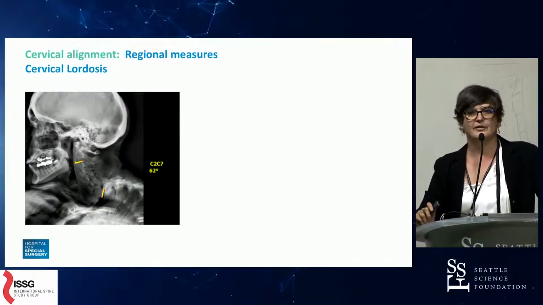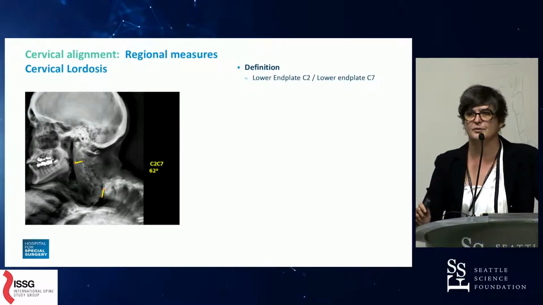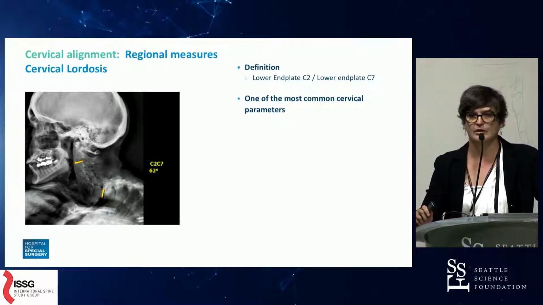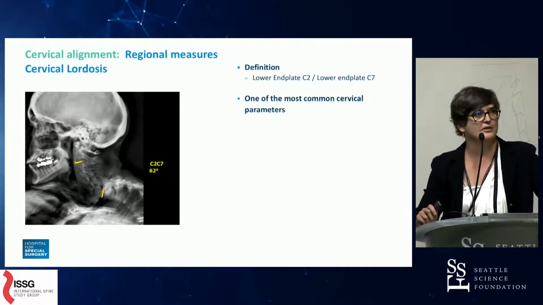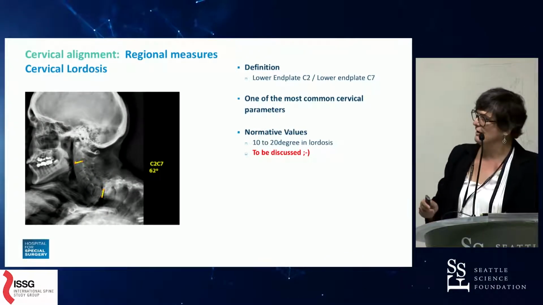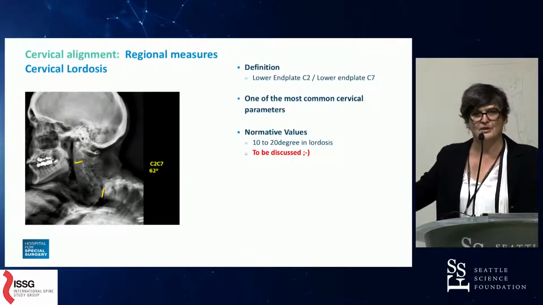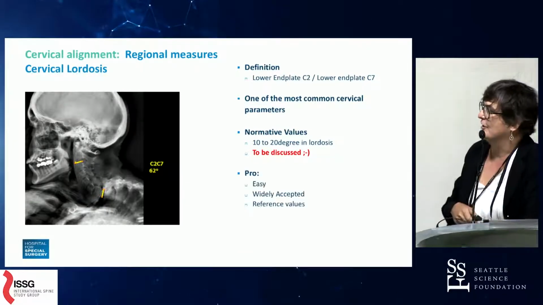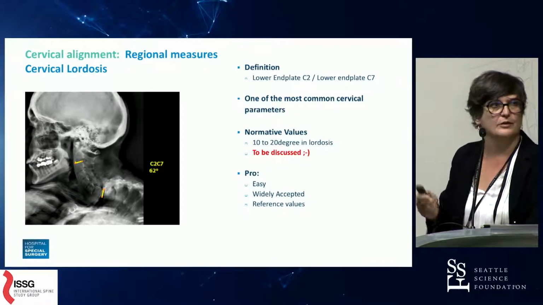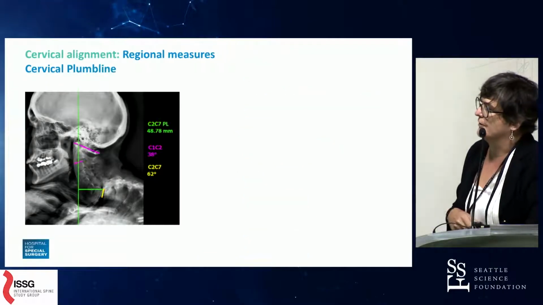Let's start with the easiest one, the cervical lordosis. Most of the time, we measure the cervical lordosis between the lower end plate of C2 and the lower end plate of C7. It's a very common, typical parameter. We're going to talk about the normative value; in the literature, you can see between 10 and 20, but this is going to be a big point of discussion in this presentation. The advantage of this parameter is that it's easy to measure and everybody knows it, but you will see there are a bunch of inconveniences that I want to talk about.